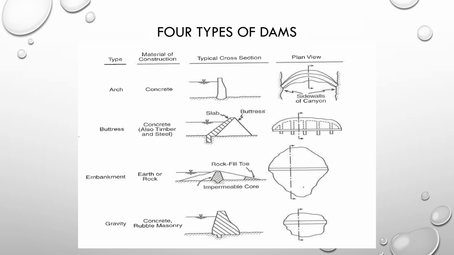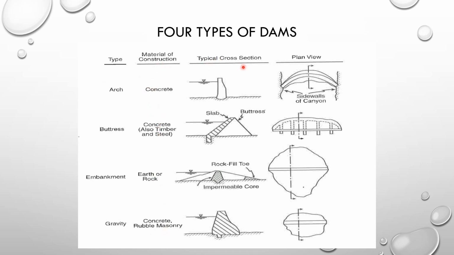There are four different types of dams. You've got the arch type dam, you've got a buttress type, an embankment type, and a gravity type. The materials used to construct these are listed here.